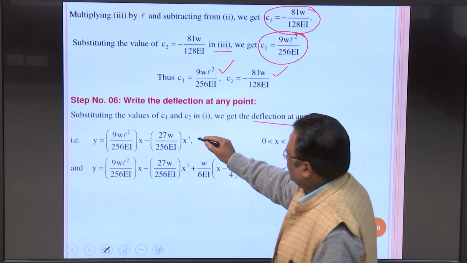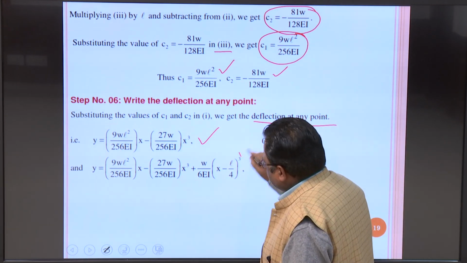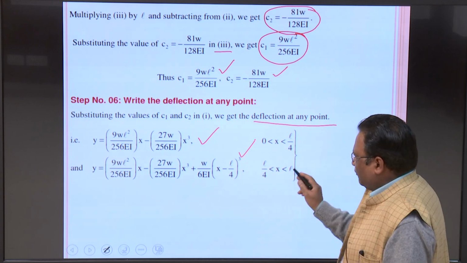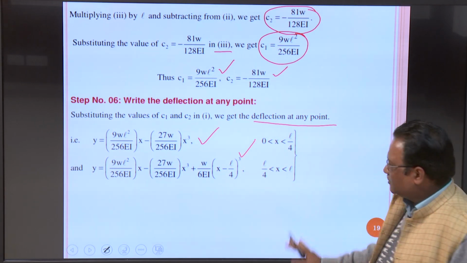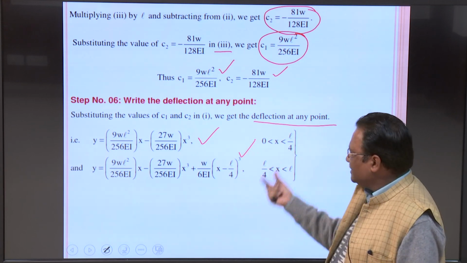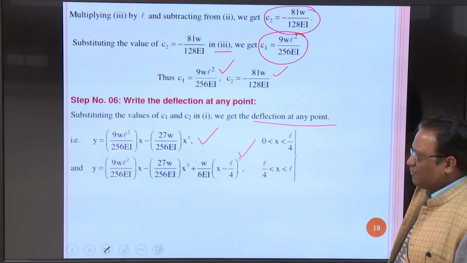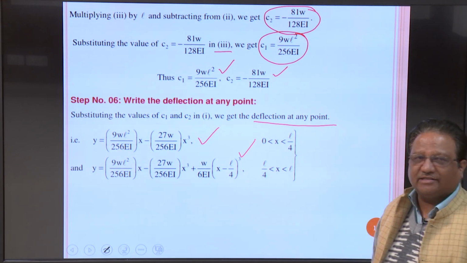Means y is equal to this when x is between 0 to L by 4, and y is equal to this expression when x is between L by 4 to L. So when x is between this limit, we get deflection is this. When x is between this limit, deflection is this. So deflection at any point we can evaluate using this process.